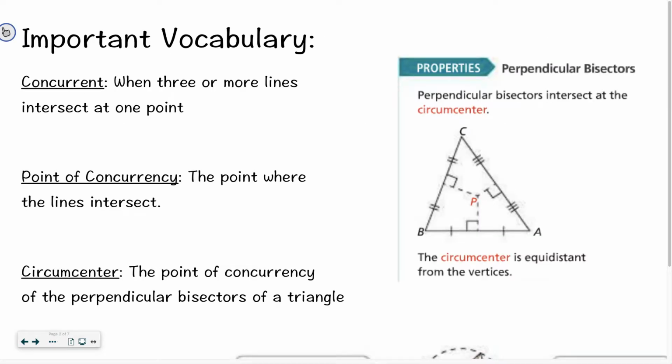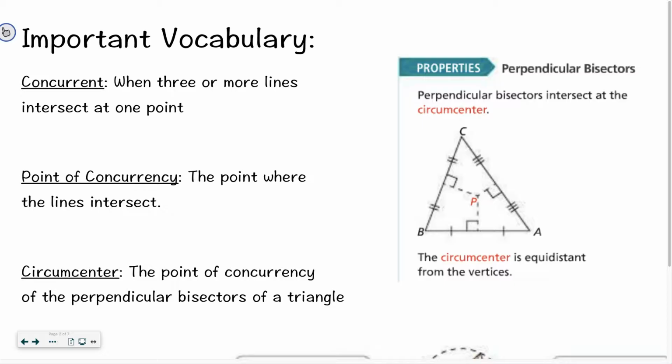Alright, so we have a lot of vocabulary today. I highly recommend that you write this down, maybe make flashcards. If you don't know what these words mean, you're not going to know what the questions are asking you. This vocabulary is super important, okay?